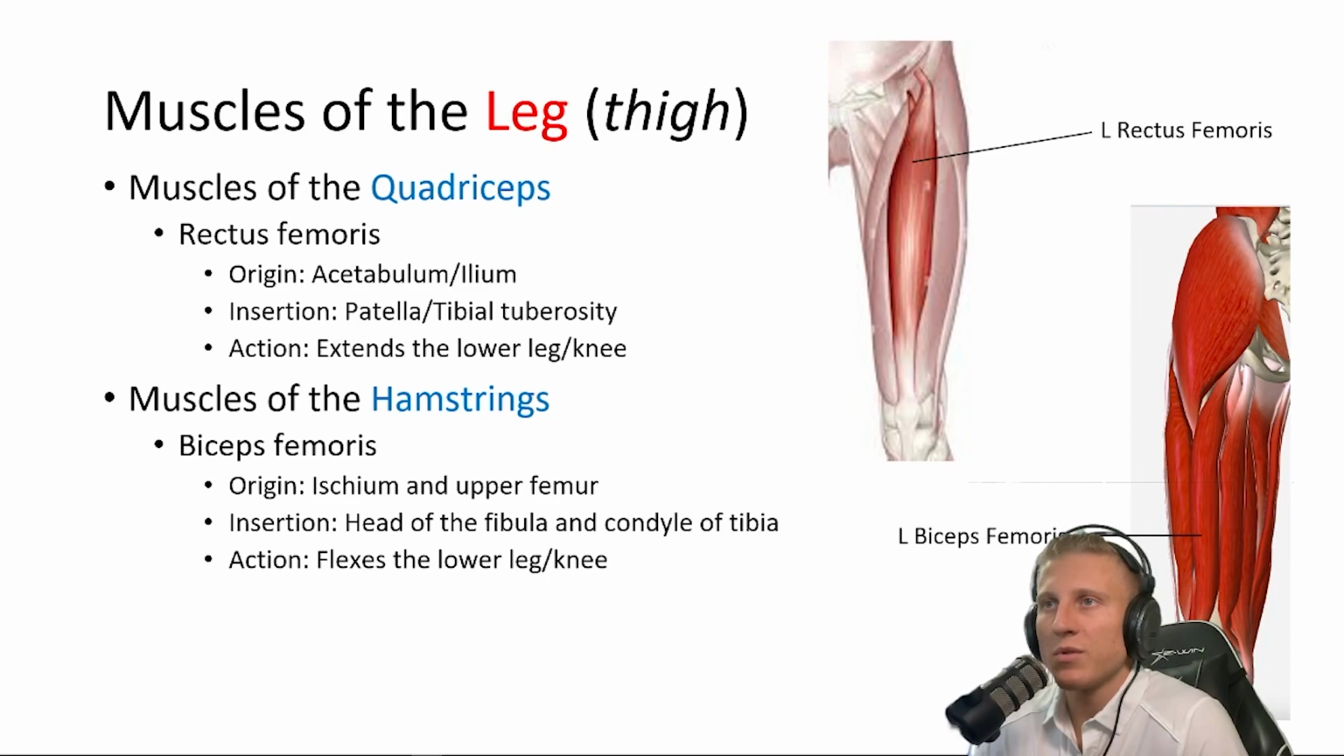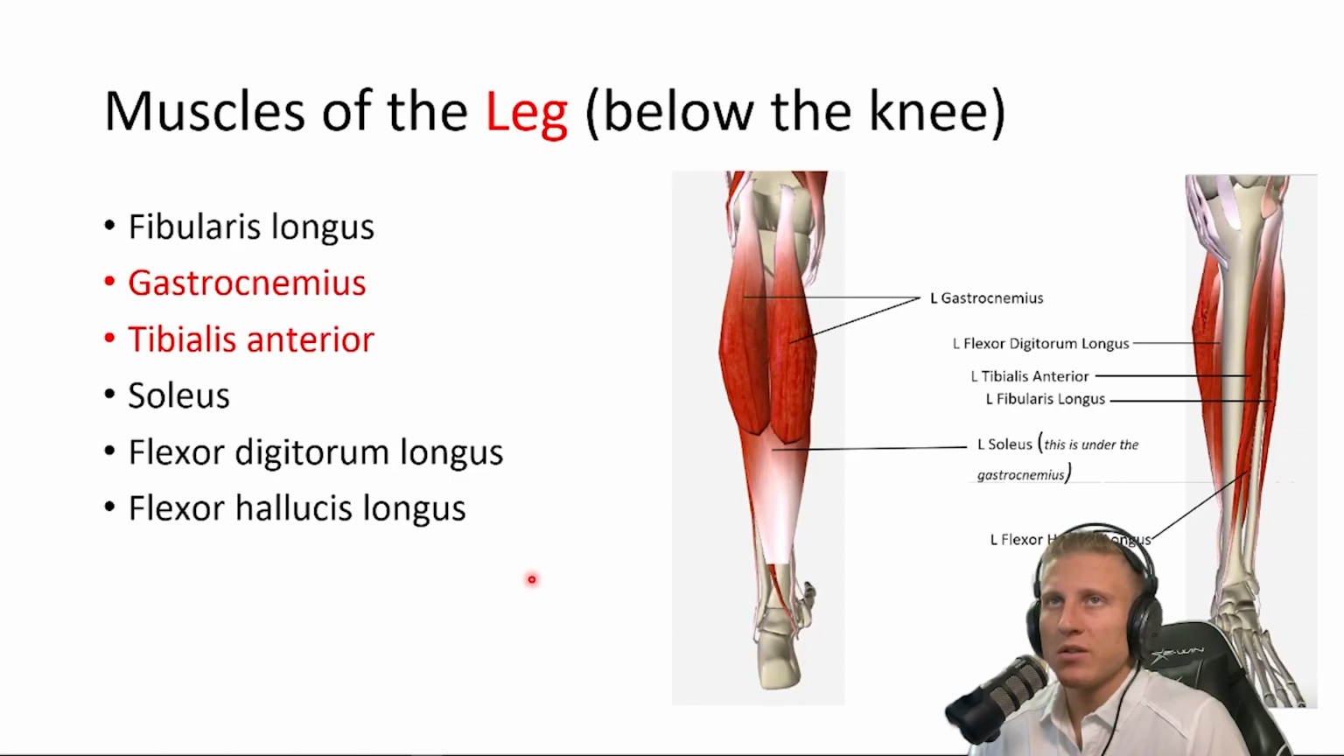So we would have the head of the fibula right here on the lateral edge, and then this is the condyle of the tibia. And again, this is flexion of the lower knee, okay? Like bend our leg. Muscles of the lower leg. All right, so we just have a handful that we're going to talk about here. Again, there's more, but this is an introductory level course, and we're already at 50 minutes. Oh my goodness.